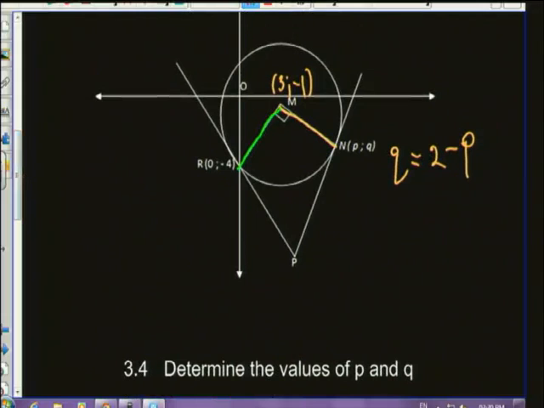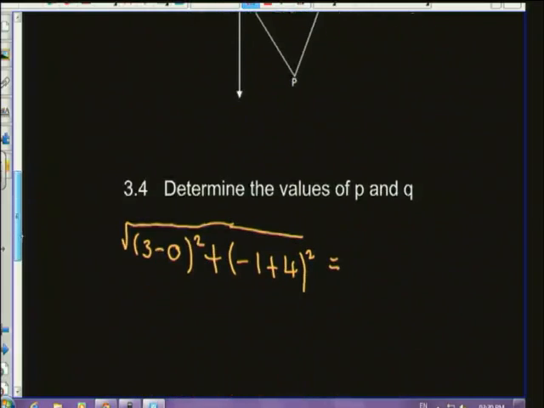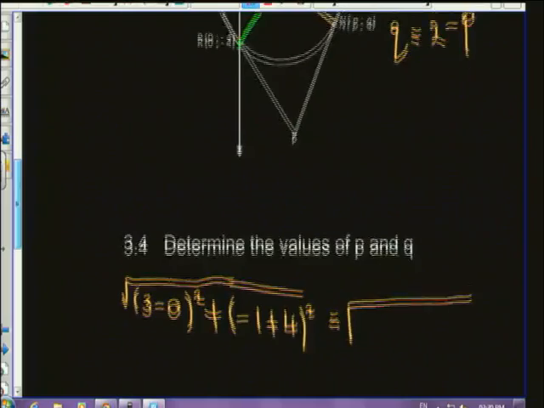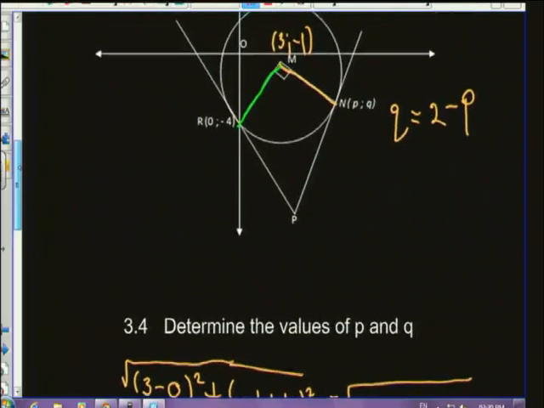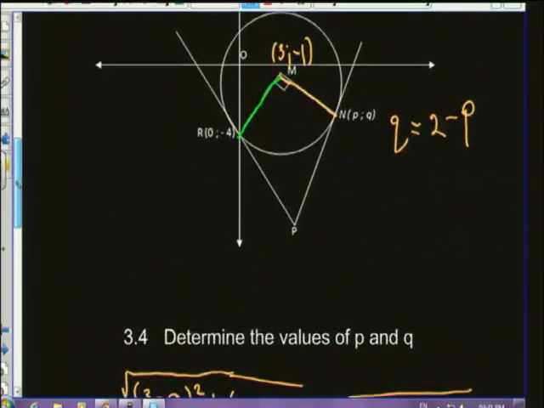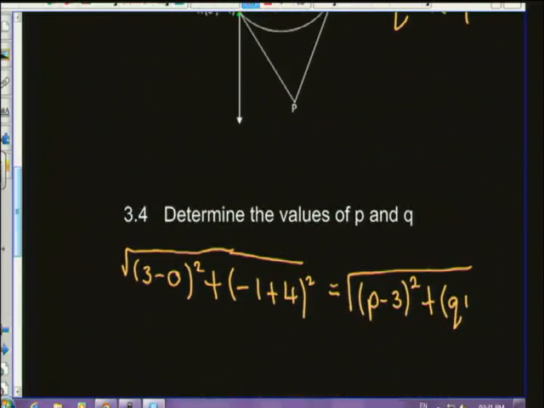So we need to express MN now using the distance formula. So again, we need a big square root sign. The difference in the X values will be P minus 3 all squared. And we're adding that to the difference in the Y values, which will be Q minus -1. So that's Q plus 1 all squared. Okay, but now this equation has two unknowns, which is not going to help me.